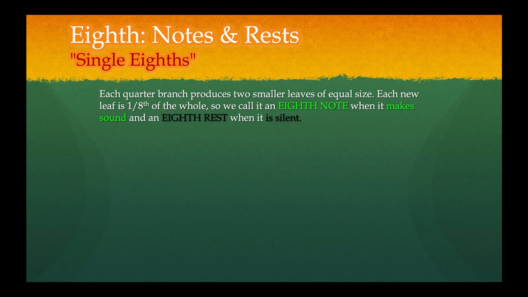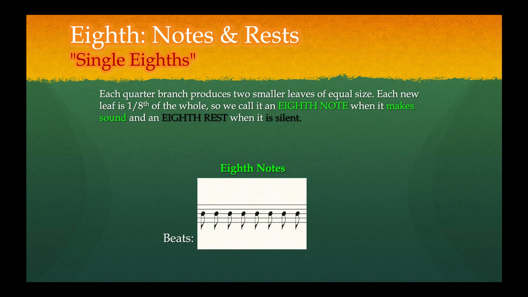Each quarter branch produces 2 smaller leaves of equal size. Each new leaf is 1/8 of the whole, so we call it an eighth note when it makes sound and an eighth rest when it is silent. This is what 8 single eighth notes look like. Notice that they have flags on the stems.